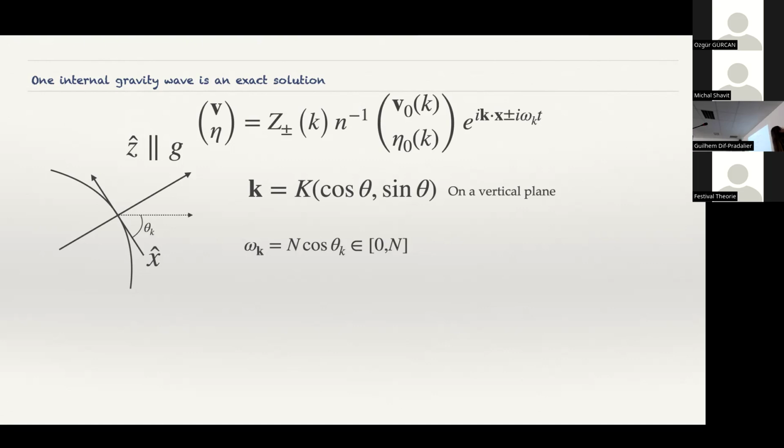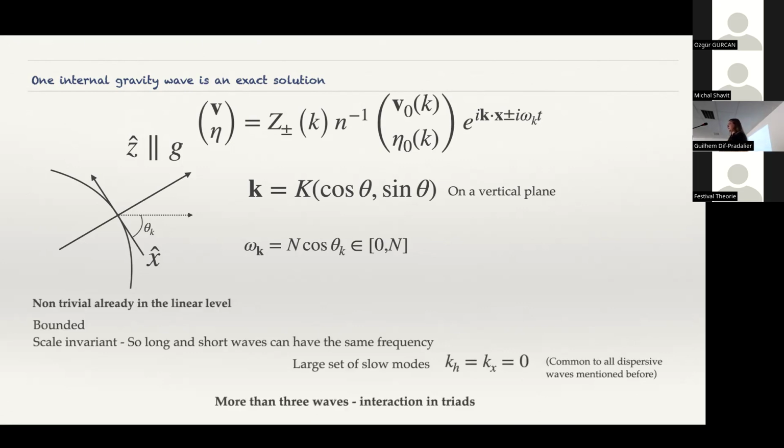So now we move to the wave numbers, going to Fourier space. So theta k is the angle between the horizontal direction and the vertical direction. So if you're used to working with dispersive waves, you can already see that this is a non-trivial problem already at the linear level. So the dispersion relation is bounded and it's scale invariant. So long and short waves can have the same frequency. And there is also a large set of slow modes.